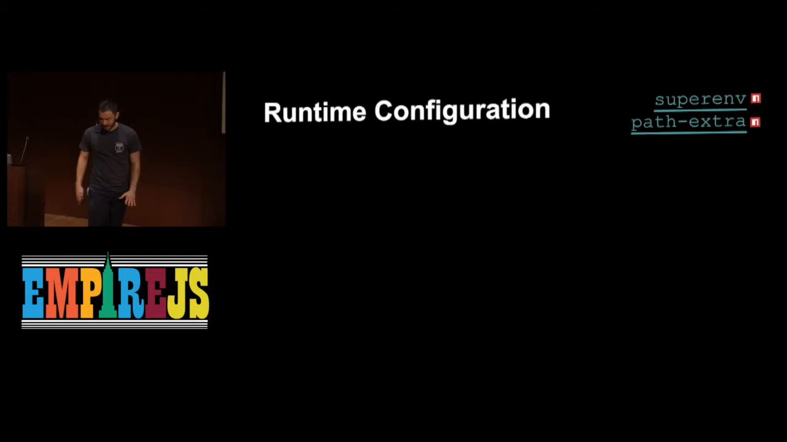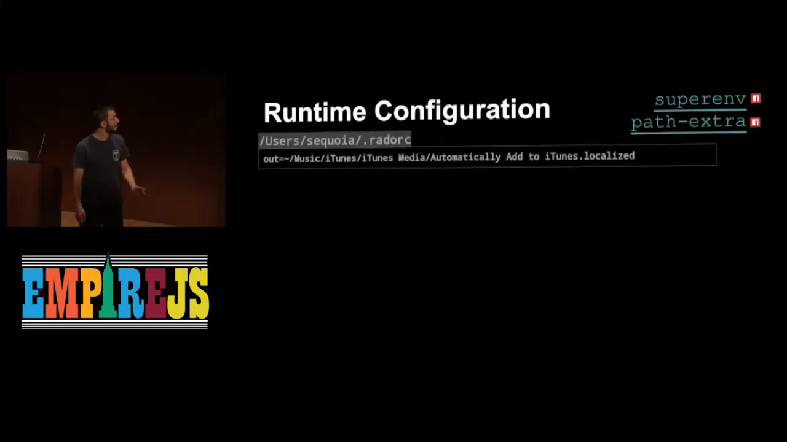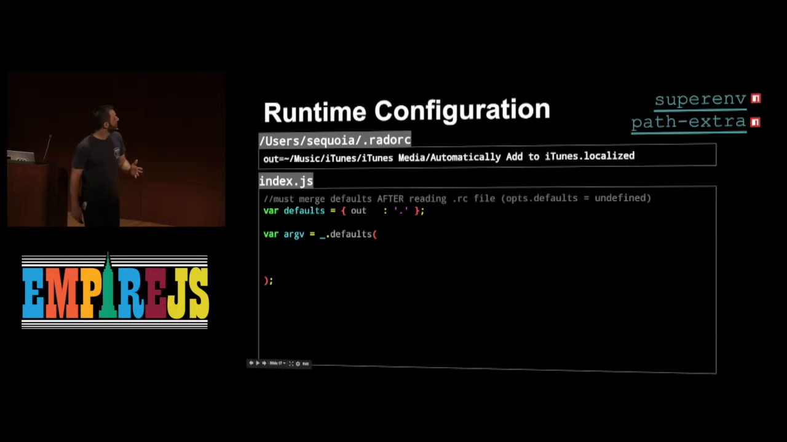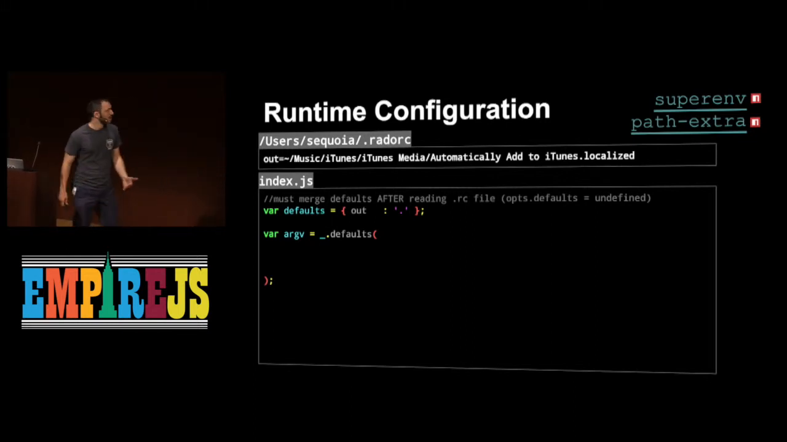The application from henceforth is called Rado, for Radio Echo's Downloader. So we're going to put our Rado RC in our home directory, which is nice because it's a really long directory name where things automatically get added to iTunes. So now we're going to take over default handling from minimist, because once we're also reading options from another place, then it becomes a little more complicated.